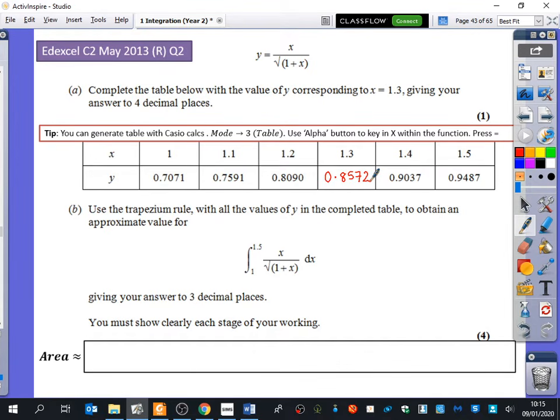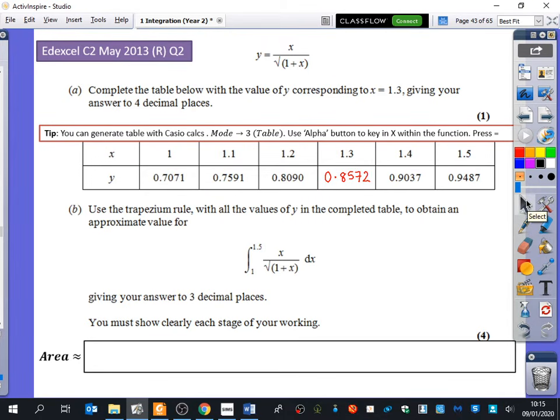It then asks you to do the trapezium rule with all the values of y in the completed table to obtain an approximate value for this particular thing that we've got here, giving your answer to 3 decimal places. And it says you must show clearly each stage of your working. So you do need to write out what that first line looks like. But after that, you can just type it into the calculator.